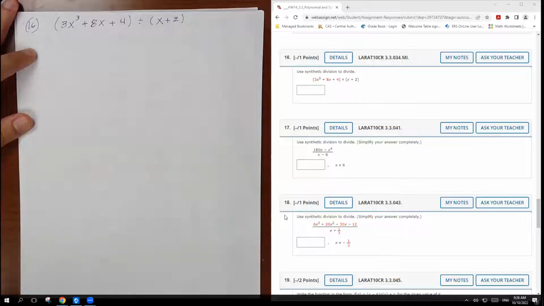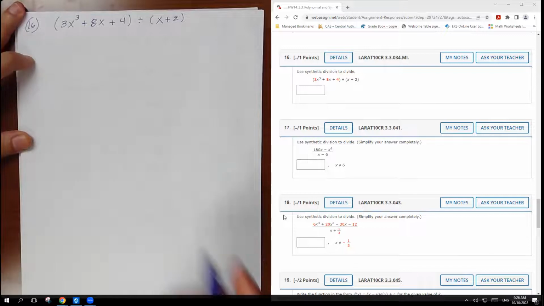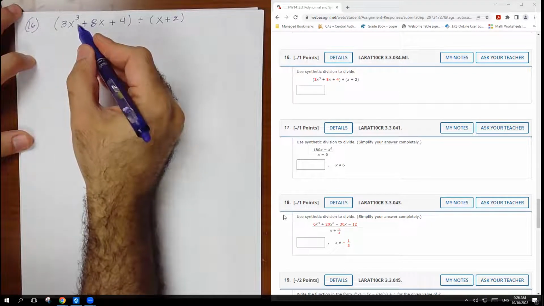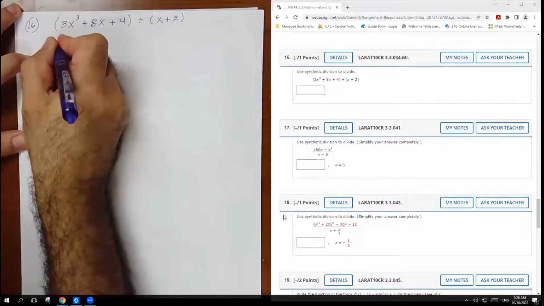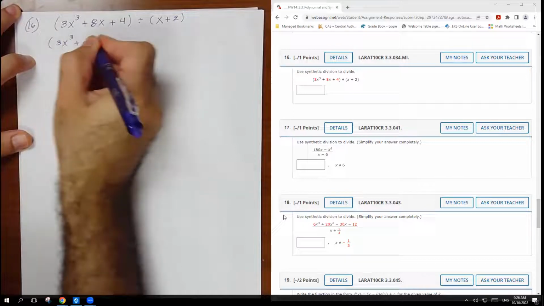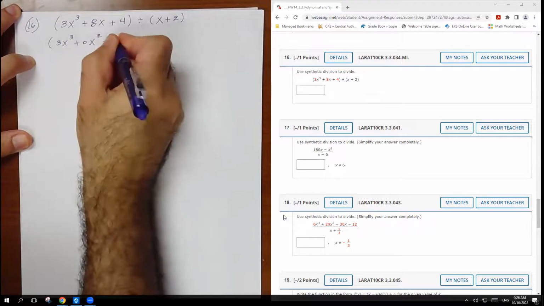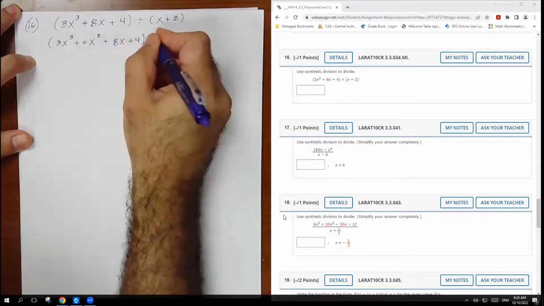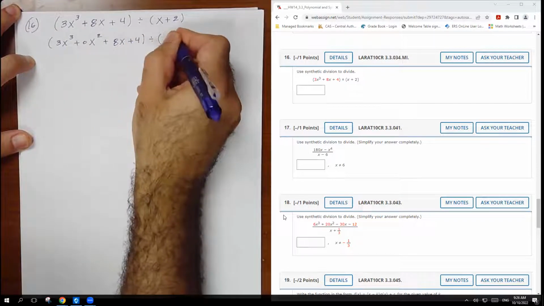So let's start solving this example. 3x cubed plus 8x plus 4. The first thing, I'm missing the term x squared. So I'm going to write this down again: 3x cubed plus 0x squared plus 8x plus 4, and everything is divided by x plus 2.